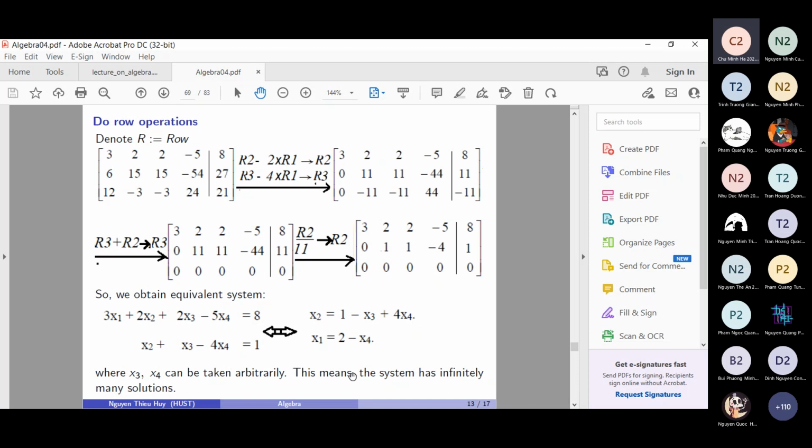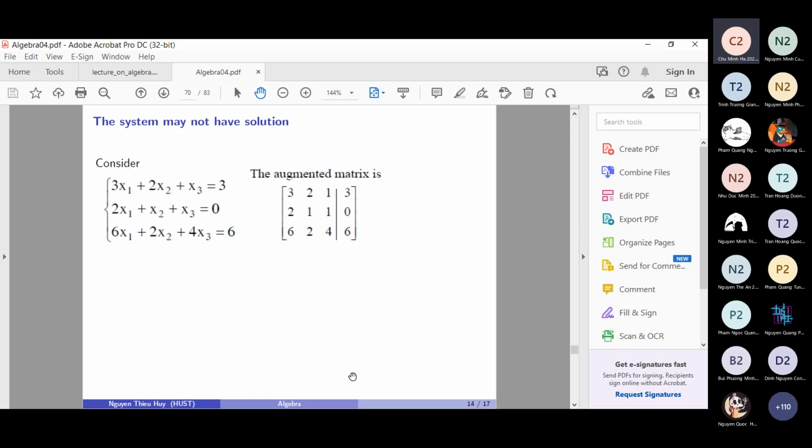Good. Now, you may ask, what happens if the system has no solution? Can we use Gauss elimination? Of course, we can use it. Let me show you an example. Just in case the system does not have a solution, Gauss elimination leads you to some contradiction, and from this contradiction, you can say the system has no solution. Okay, now we are considering determined systems.